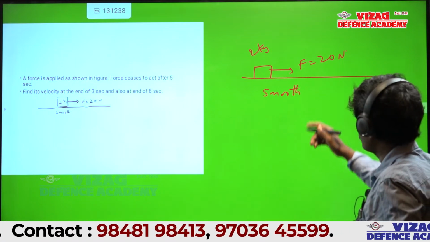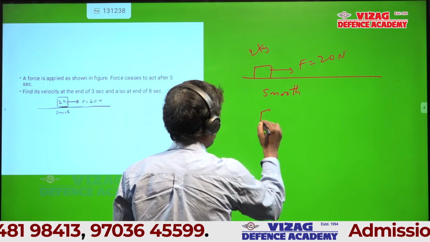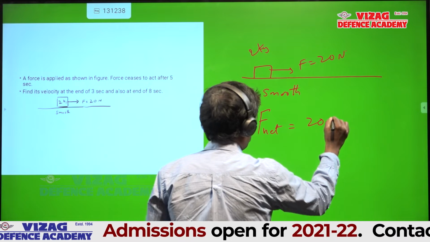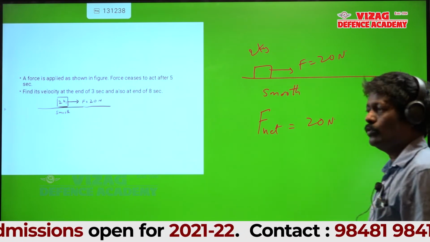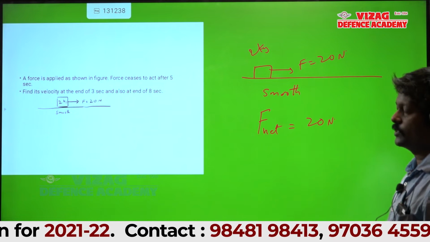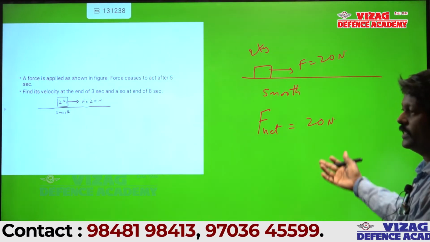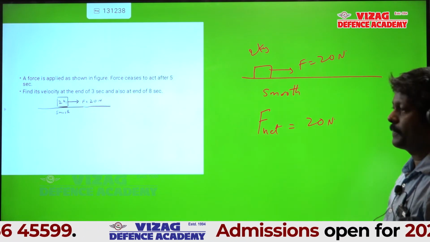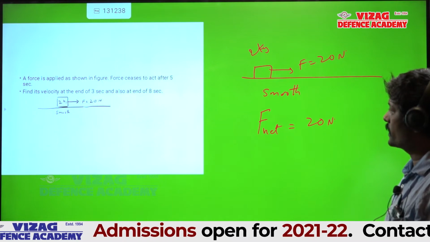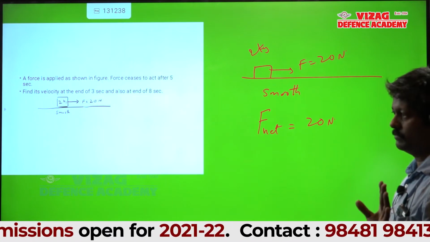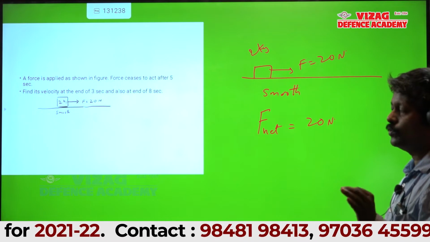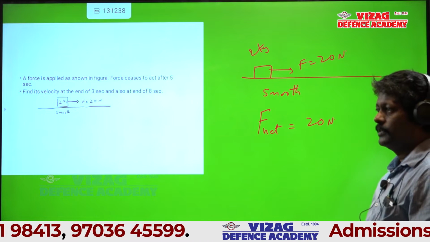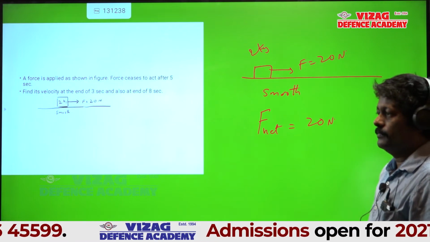There is only one force, F net. If I write F net equal to ma, that is 20 Newton. There is only one force acting, and there is no frictional force. So F net is 20. But the force acts only for 5 seconds. At the end of 5 seconds, the force disappears. It means the body is going to accelerate for 5 seconds only, and that too with uniform acceleration.